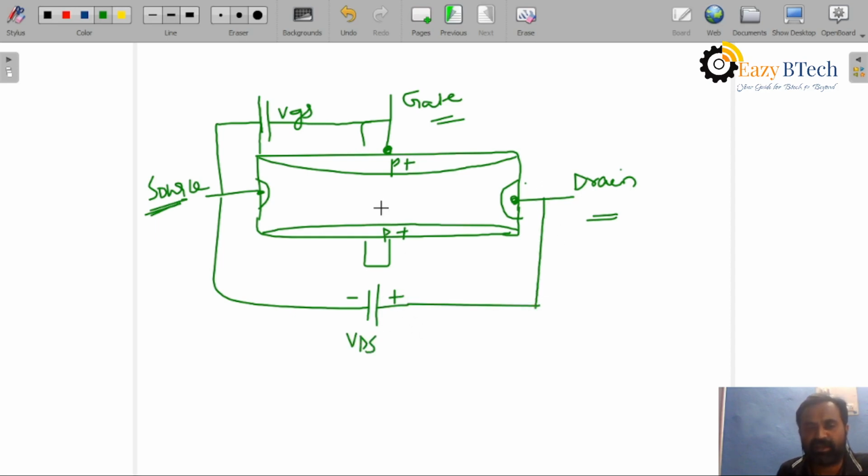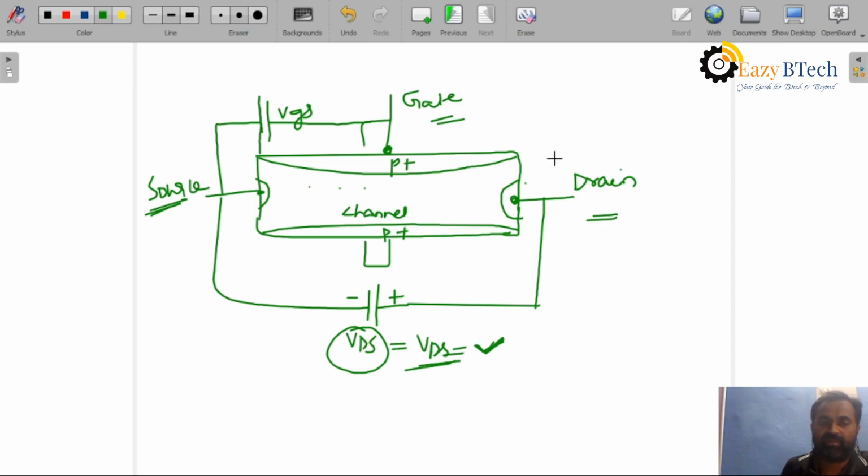Students, always remember the current through the transistor depends upon this VDS voltage only. Now here, consider an n-channel JFET. We are taking the channel as an n-channel.